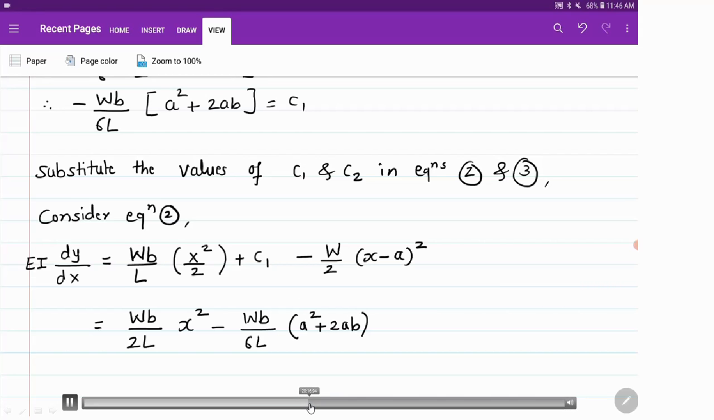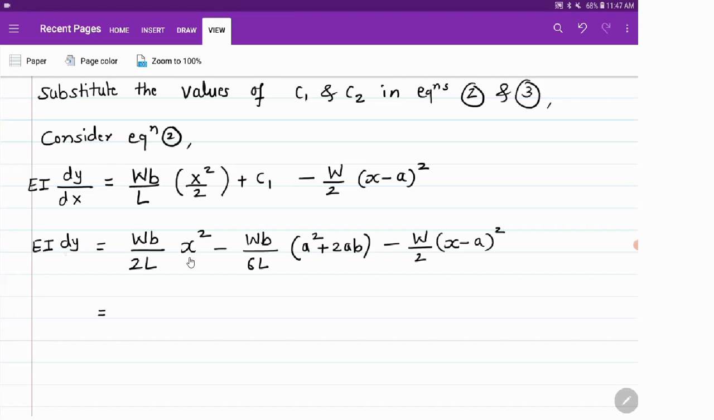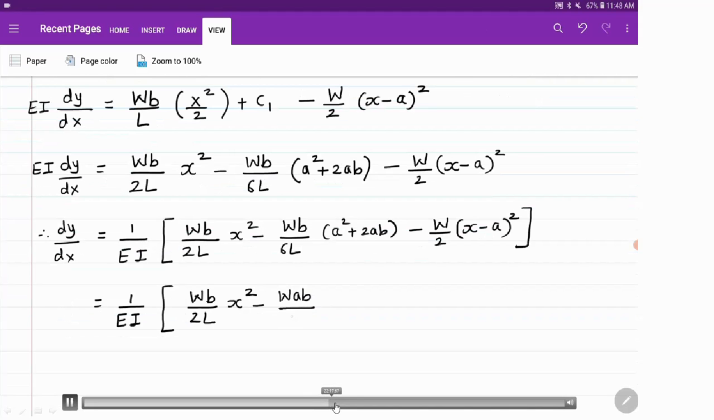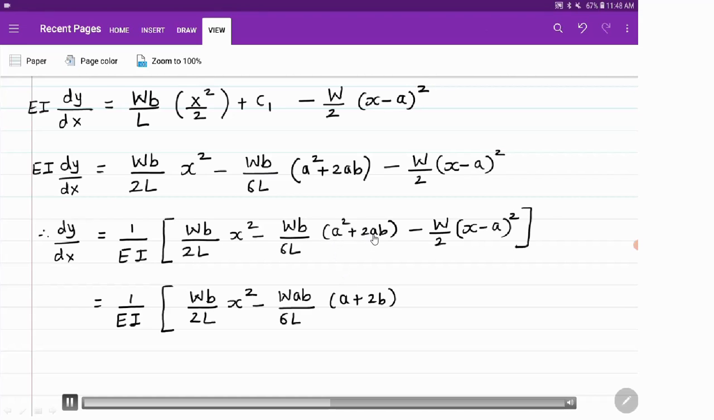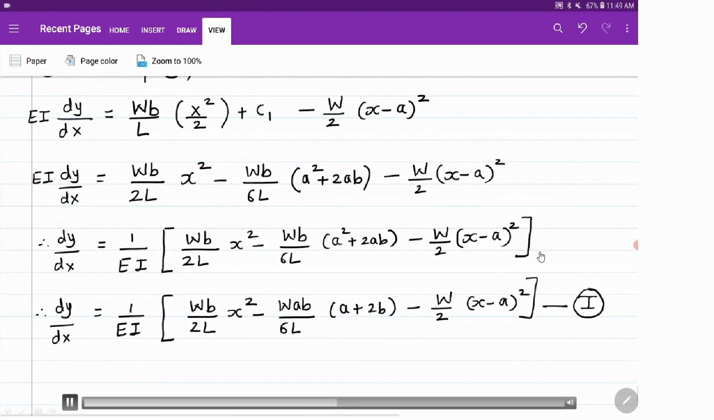So the value of C1 is minus WB by 6L (A square plus 2AB), minus W by 2 (x minus A) square as it is, and this first term also as it is, that is WB by 2L into x square. Now this is the value of EI dy by dx, that is our left hand side. So dy by dx will be equal to, transfer this EI on this side, it will become 1 upon EI, and these terms are as it is. Now from this A square and 2AB term, take A common, so it will be A plus 2B. Call this as our first equation. So this is the equation of dy by dx, that is nothing but slope.